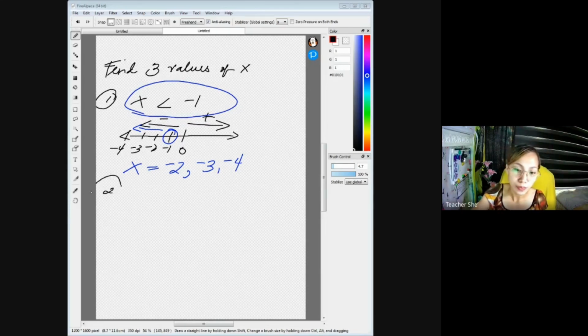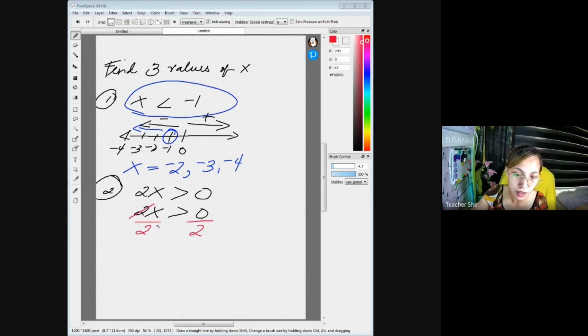So, number 2. 2x is greater than 0. Same procedure din tayo nung kanina. So, let us solve for the variable x first. Let us copy. 2x is greater than 0. And then, divide both sides by 2 for us to cancel this one. So, what will remain is x and then greater than 0 divided by 2. 0 divided by any number is 0. So, this is the answer.